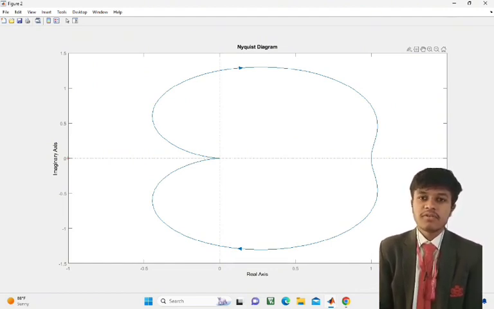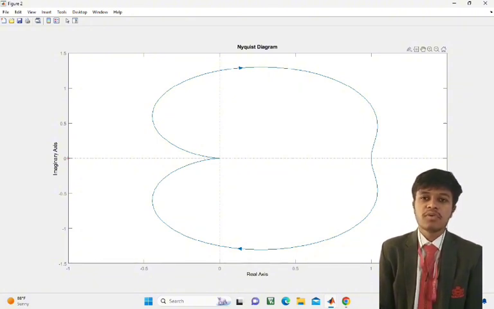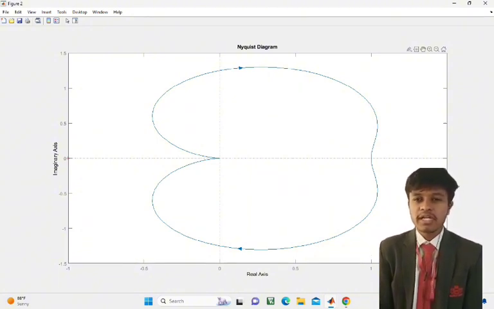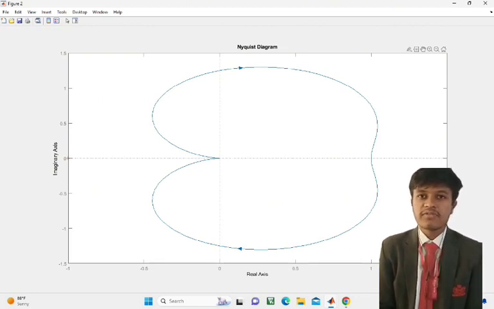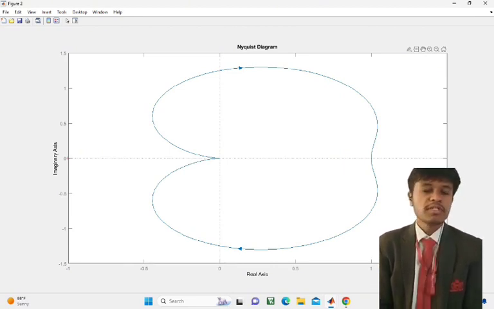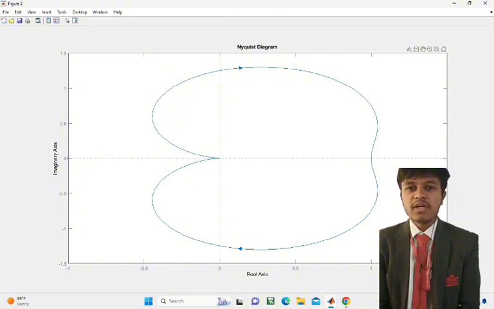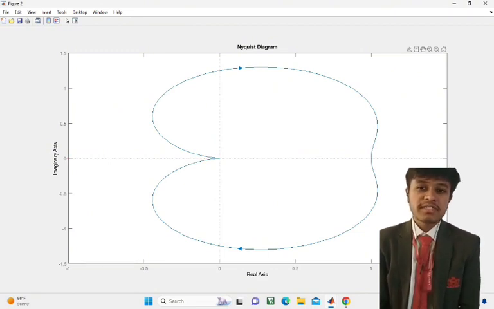First of all, we will use the transfer function G(s)H(s) equals 1 upon s square plus 0.8s plus 1. With the help of this transfer function, we will find the omega, and we will get the omega which is imaginary, which implies that it will not have a phase crossover, and it will not intersect the negative real axis.